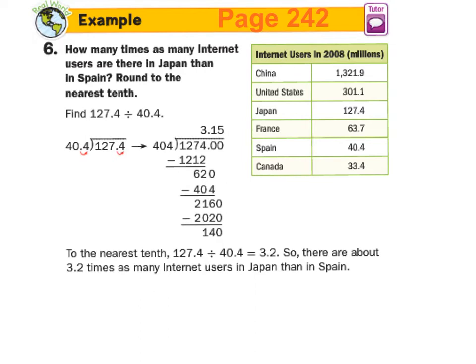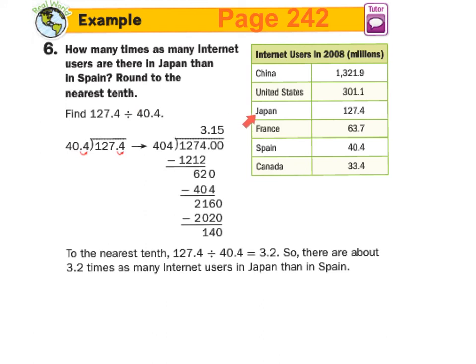One more example just for you to look at here on the top of page 242, to know that of course we're not always gonna have just plain old division problems. We've got some information to look at in the table. How many times as many internet users are there in Japan than Spain? And it tells us to round our answer to the nearest tenth.